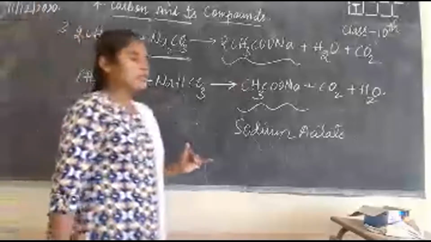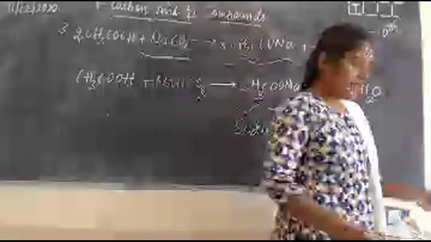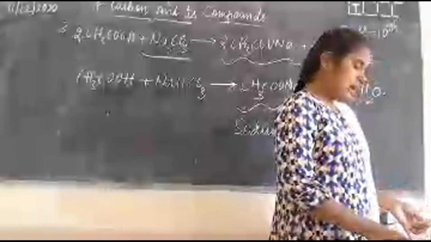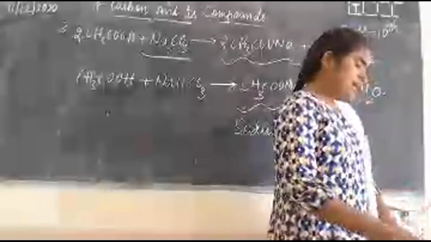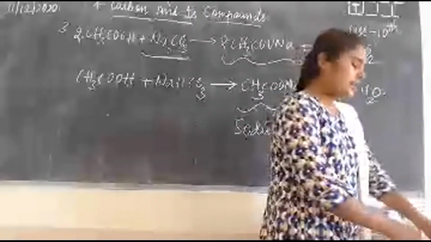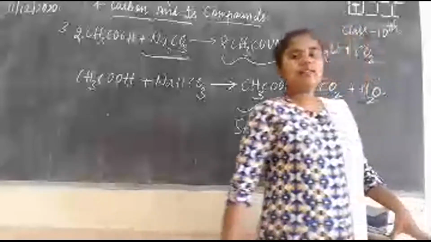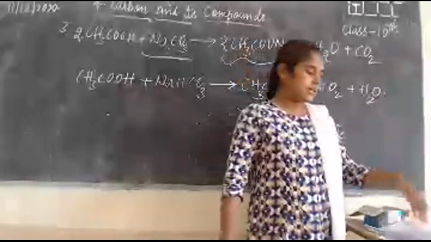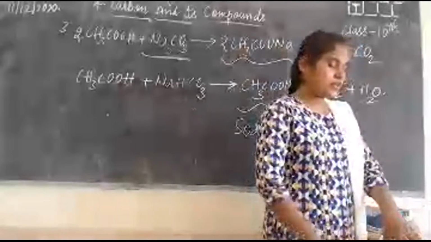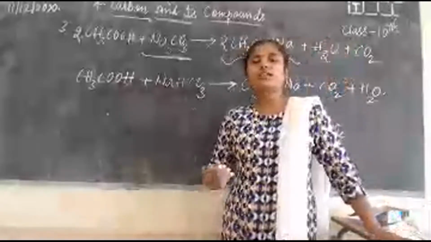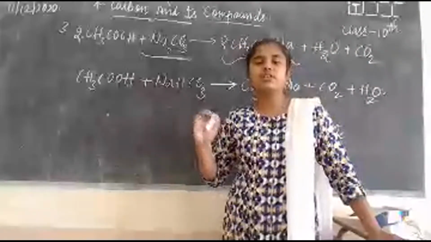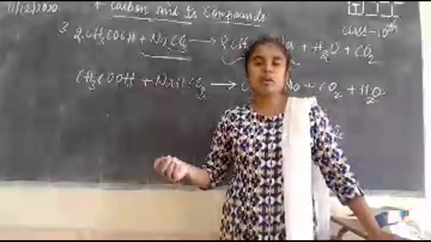So this was about the properties of ethanoic acid and the reactions that happen with ethanoic acid. The next one is soaps and detergents. Why we use soaps and detergents, that we are going to study. What are soaps? Soaps are usually long carbon chain salts of sodium and potassium.